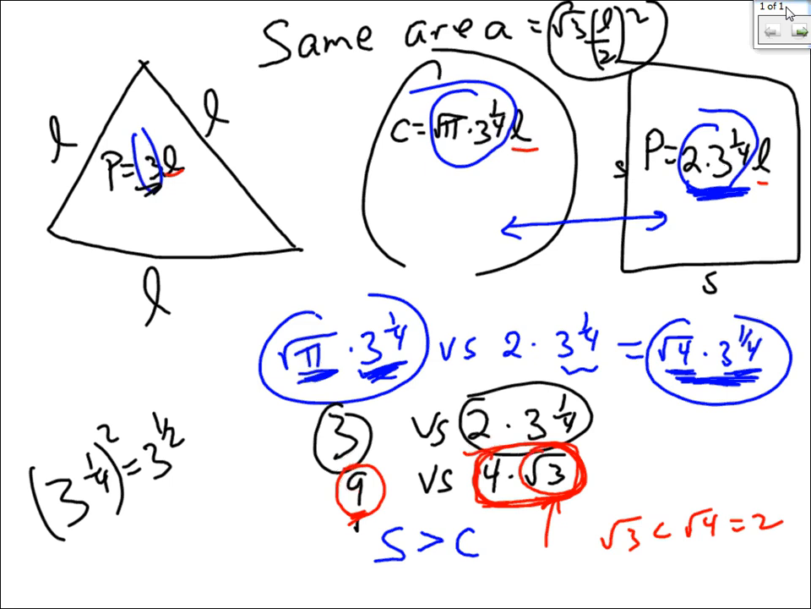Okay, the equilateral triangle has the largest perimeter. If the triangle, the circle, and the square have the same area, the triangle has the largest perimeter, the square has the second largest perimeter, and the circle has the smallest perimeter of all of them.